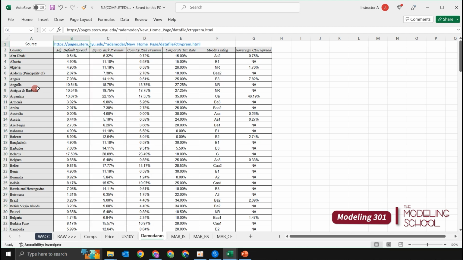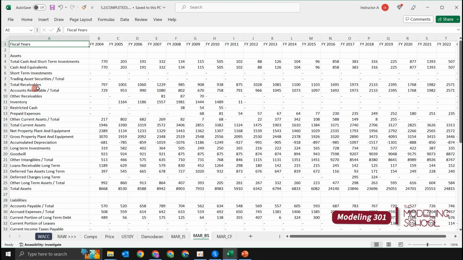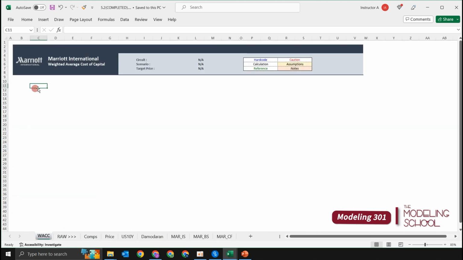We also have the sources, just in case you want to utilize them in the future, and also a corporate tax rate for our tax rate calculations as well. Also, an income statement, a balance sheet, and a cash flow statement just to calculate effective tax rates. So back to our calculation spreadsheet.